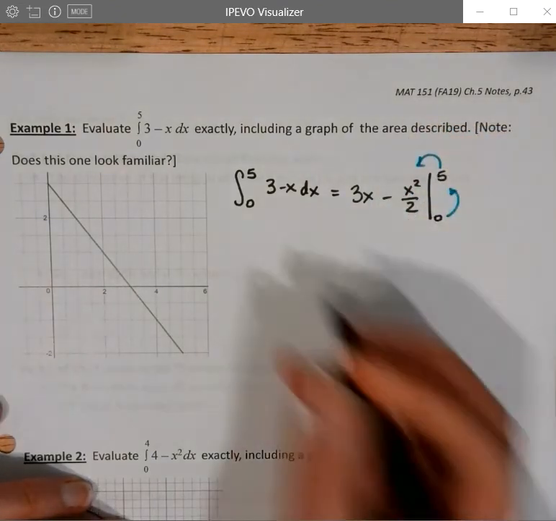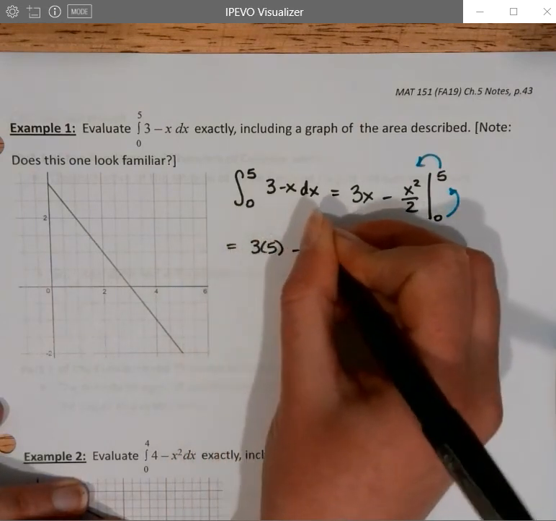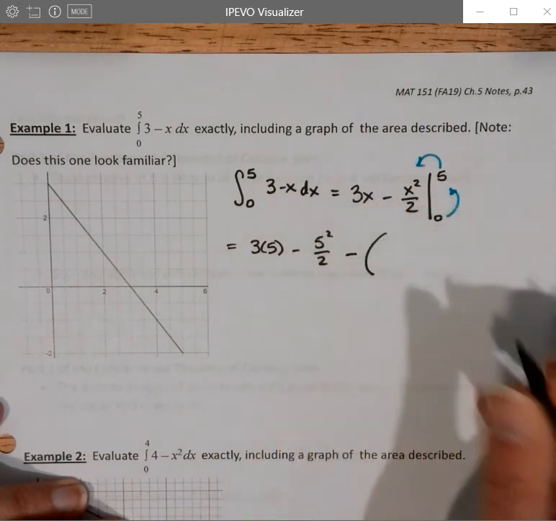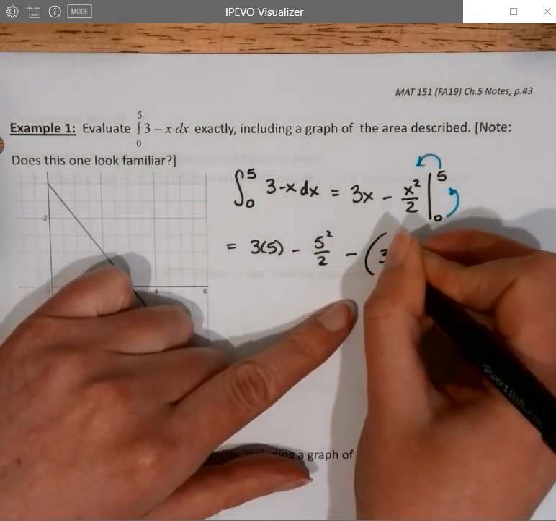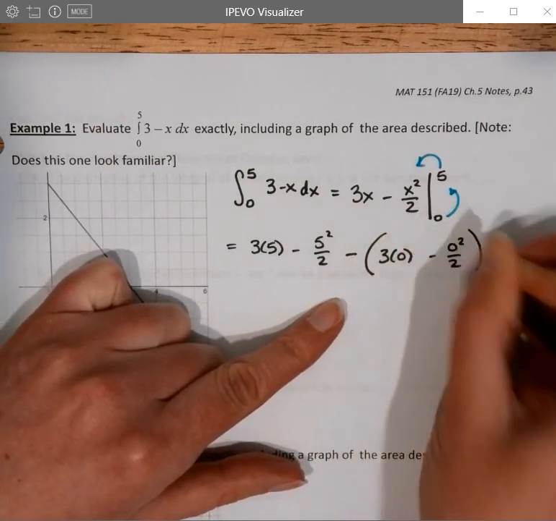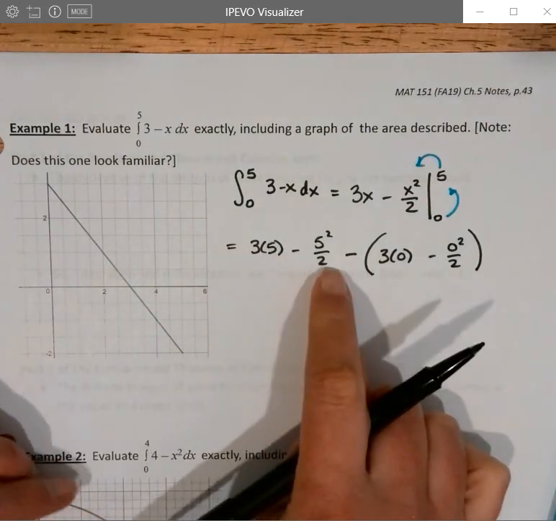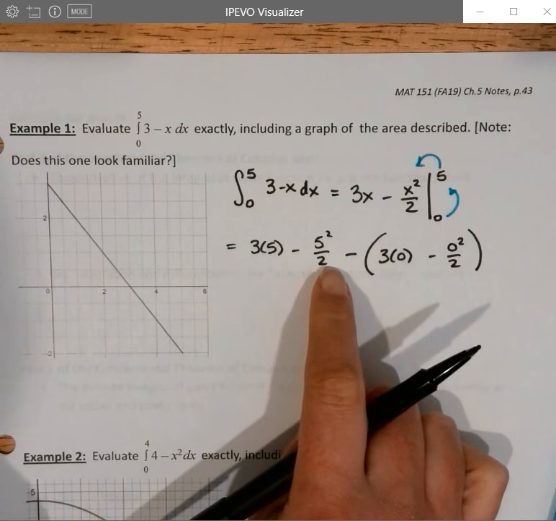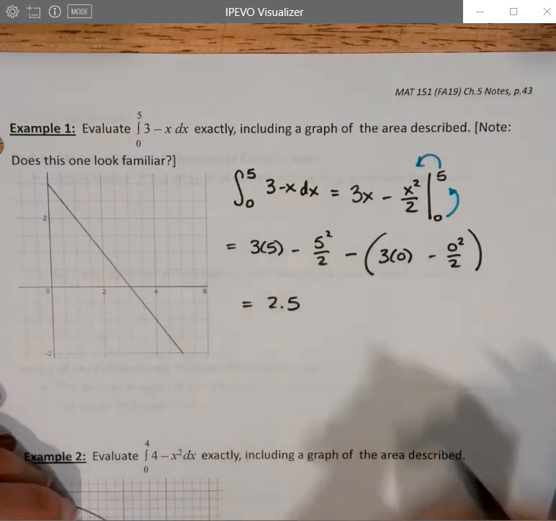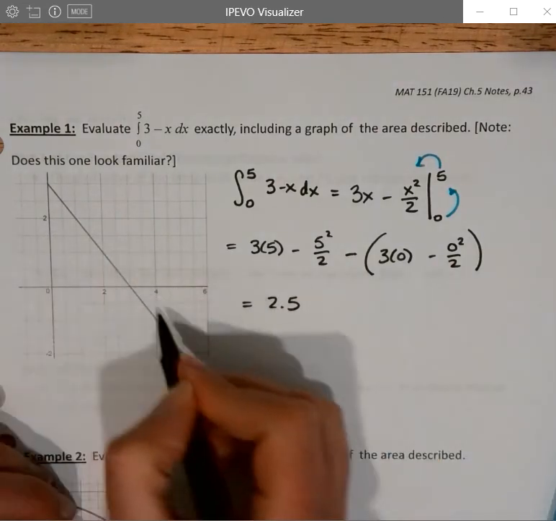So we evaluate this and get 3 times 5 minus 5 squared over 2, minus the quantity where we plug 0 in, 3 times 0 minus 0 squared over 2. This simplifies to 15 minus 12.5, which is 2.5. So we should have 2.5 for the area, and if we did it geometrically, we should get the same thing.